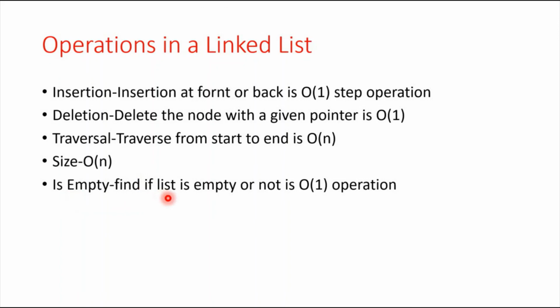Is empty: find if the list is empty or not. It is only a big O(1) operation. If our start node is null, it shows that our list is empty, otherwise it is not. It only checks the first node, that's why it is a big O(1) operation.